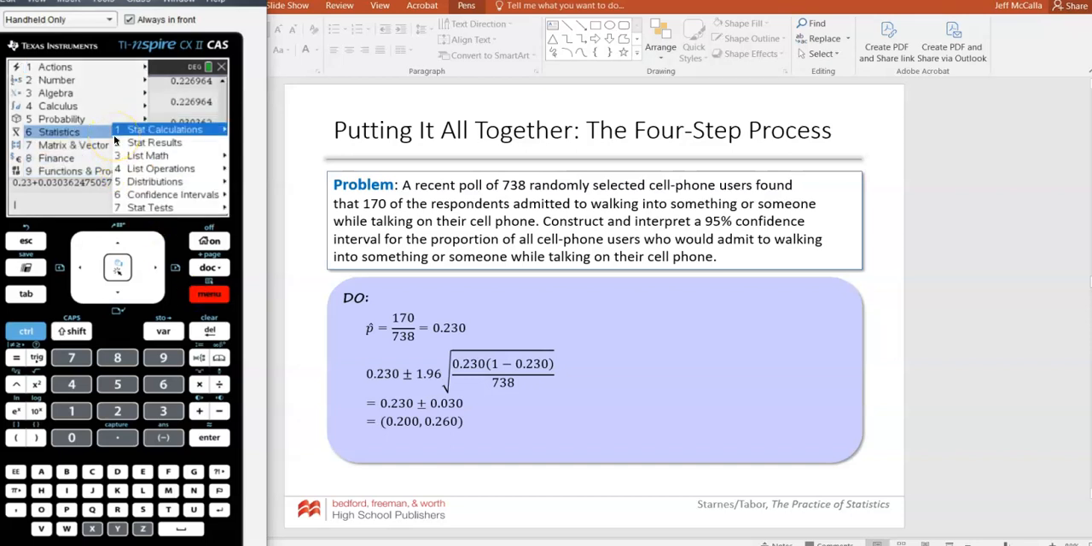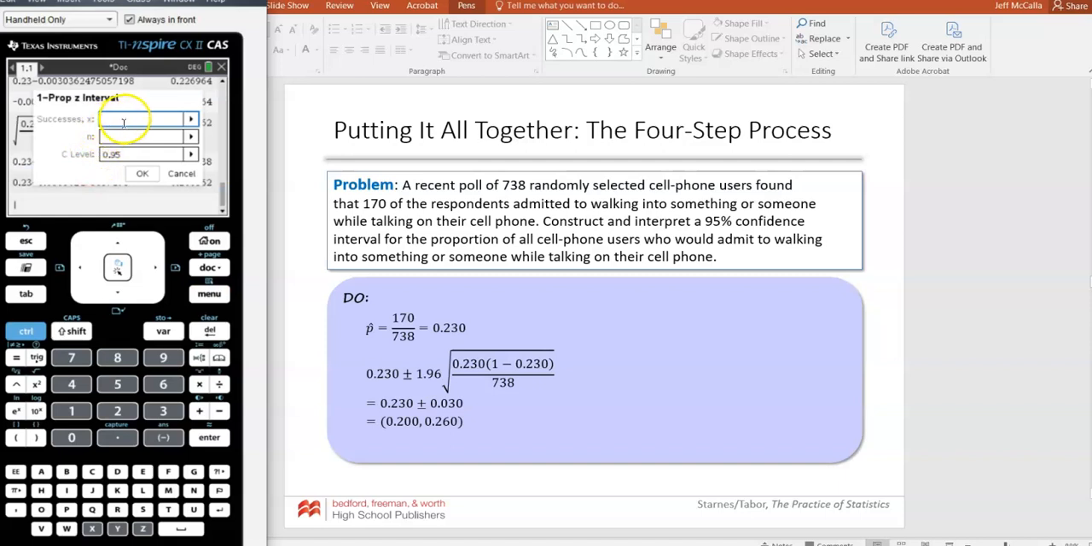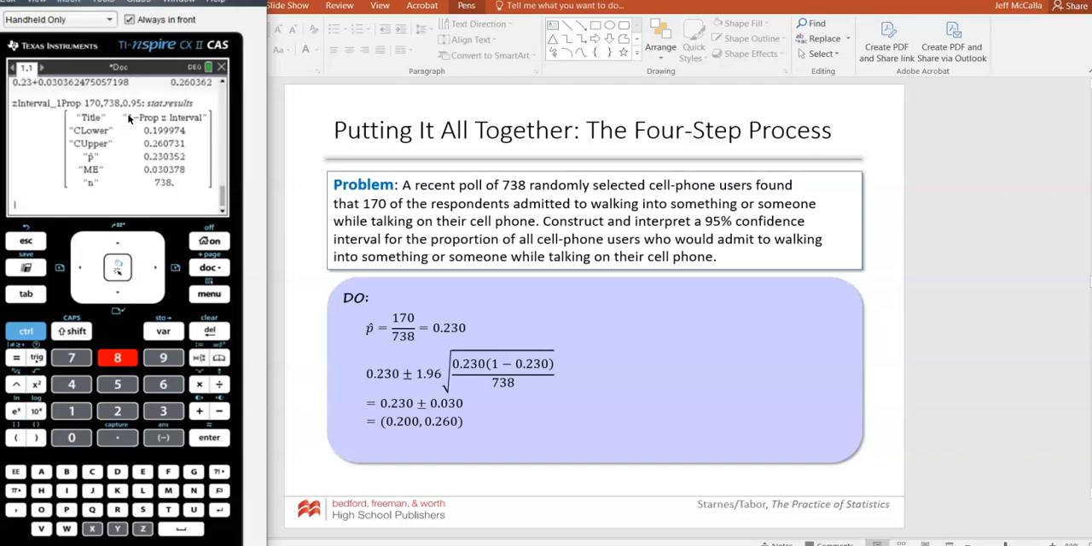So if you go to menu, statistics, look at that, confidence intervals. There's what's called a 1-prop Z interval. I think that's what we're looking for. Let's see, it's been a while. It's either Z interval or that. I'm going to try 1-prop Z interval. So number of successes is 170 out of 738, and confidence level is 0.95. It defaults to that, which is kind of nice.